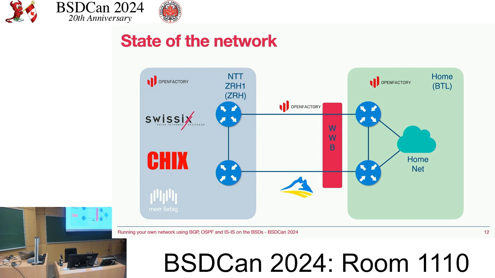I have connection to SwissIX, that's 1 gig. I have 10 gigs to CHIX, and then through CHIX, I reach Meerfarbig, which gives me another transit. And then I have a local transit close to home, well, actually at work at Werke, here by Open Factory, and I have my home network.